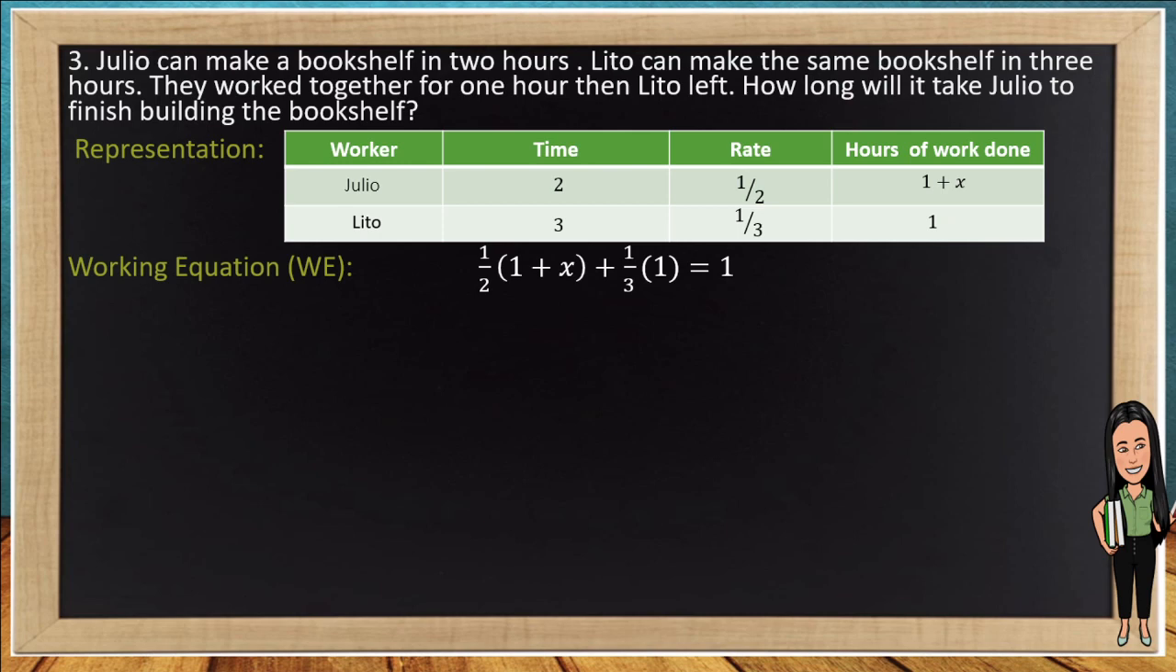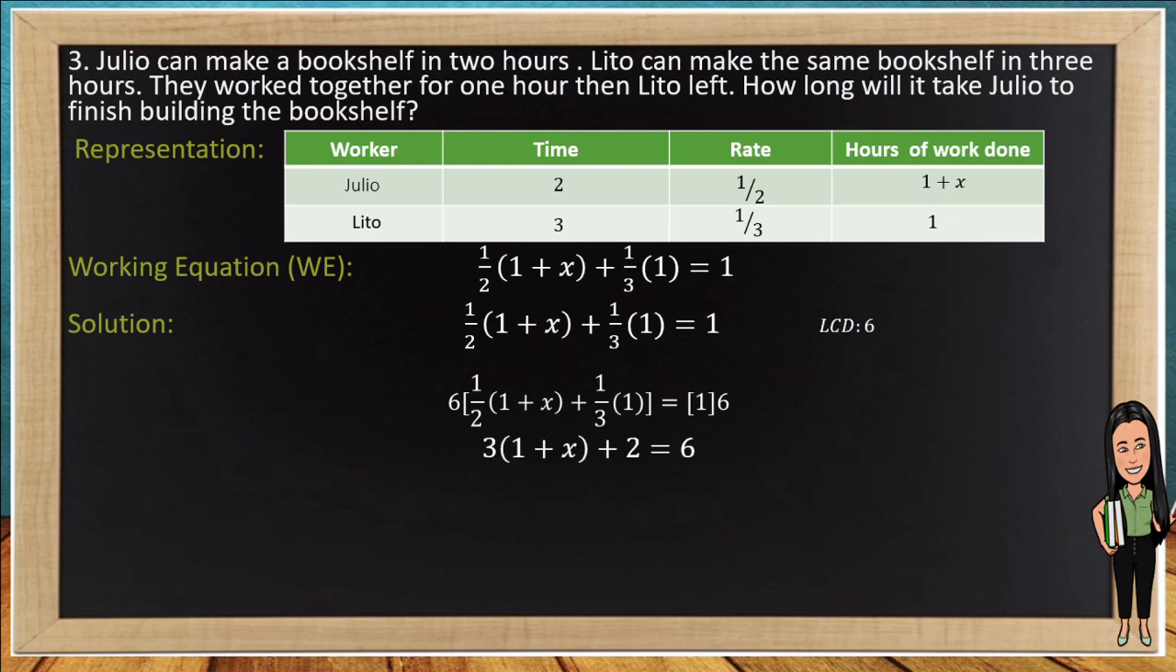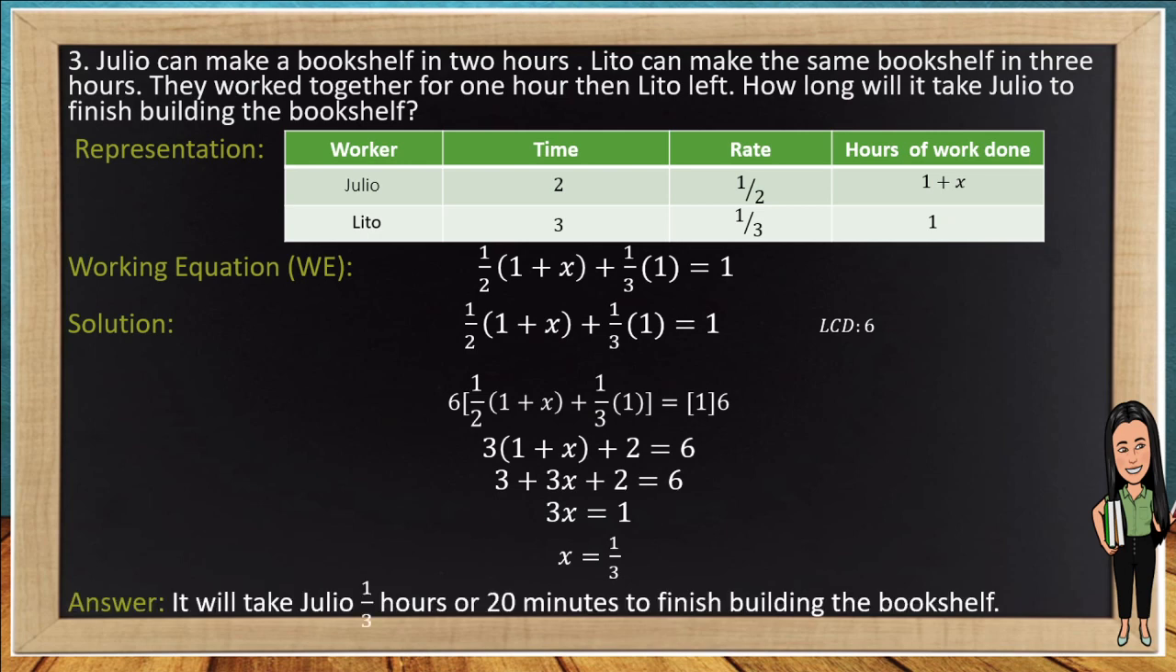Okay. So, distribute natin, or we can multiply by the LCD first. LCD is 6. So, it will be 3 times 1 plus x plus 2 equal to 6. We have 3 plus 3x plus 2 equal to 6. So, we have 3x equal to 1, x is 1/3, which is the same as what we have solved a while ago. So, any of these two solutions, pwede nyo namang gamitin kung ano sa tingin nyo yung mas convenient para sa inyo.